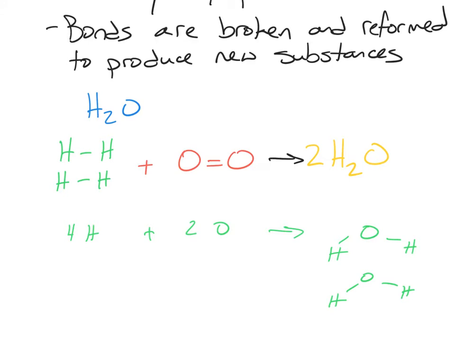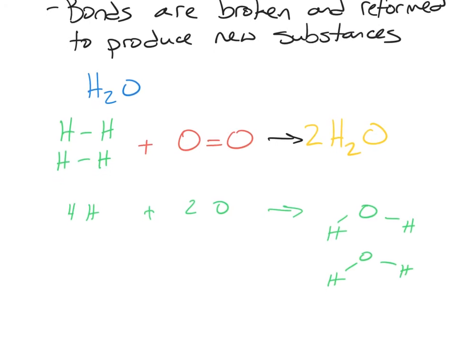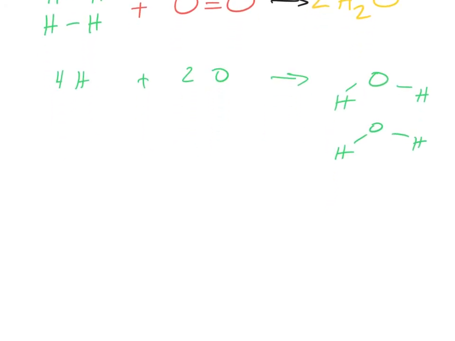So in summary, chemical reactions happen when bonds are broken. In this case, hydrogen and oxygen bonds are broken, and bonds were created to create a new substance. The new substance does not share any of the properties of the two original substances that you used to make that said product.